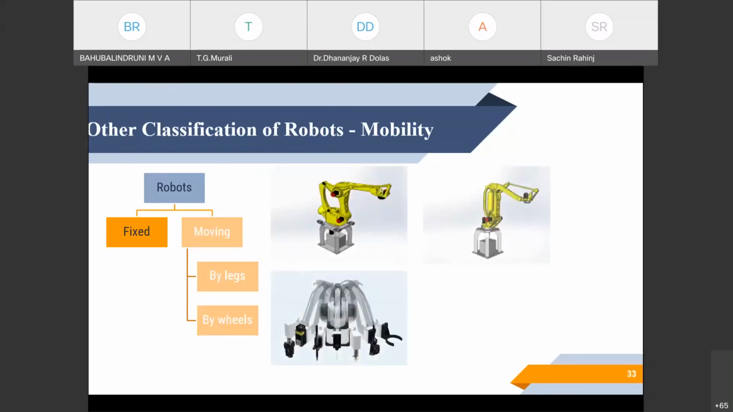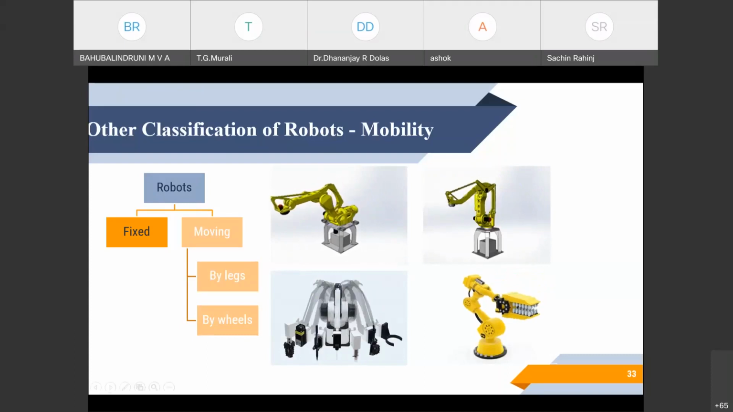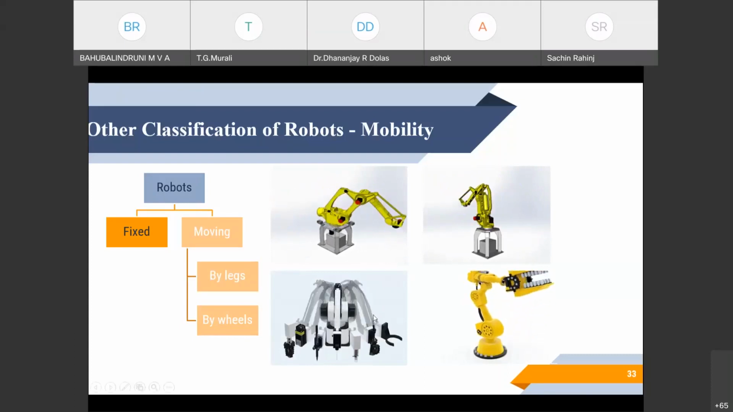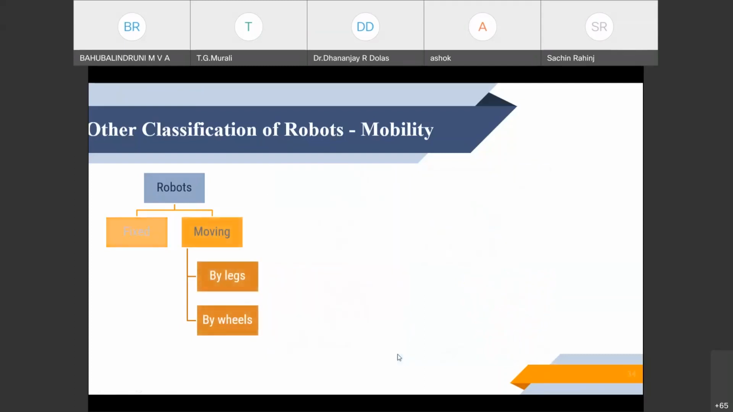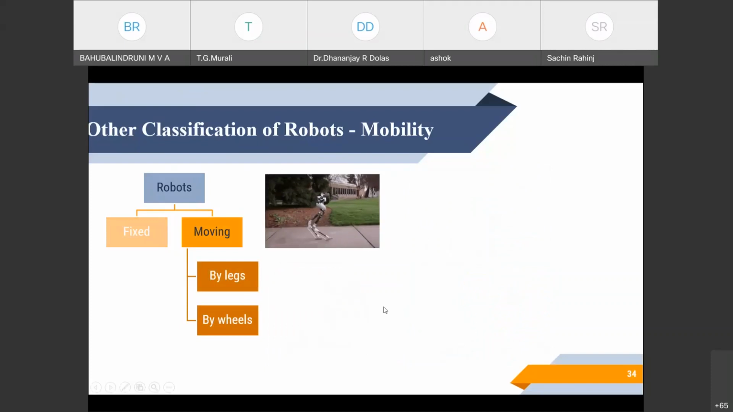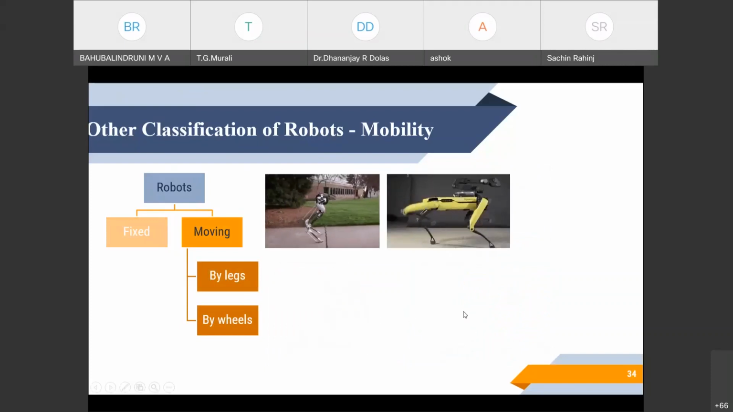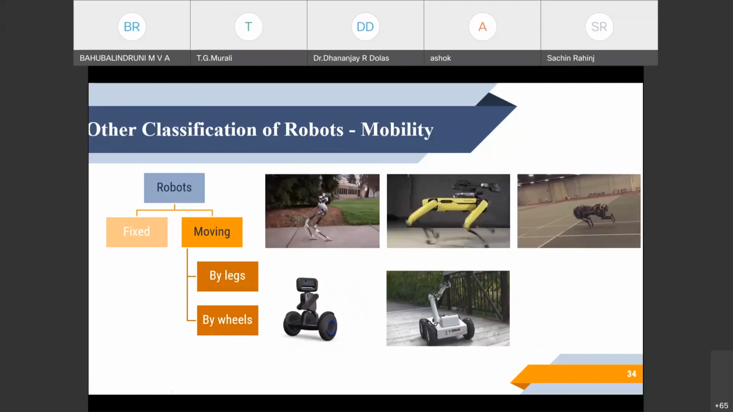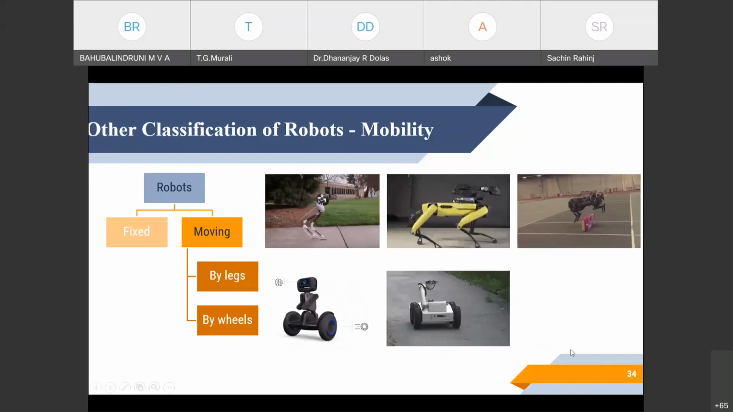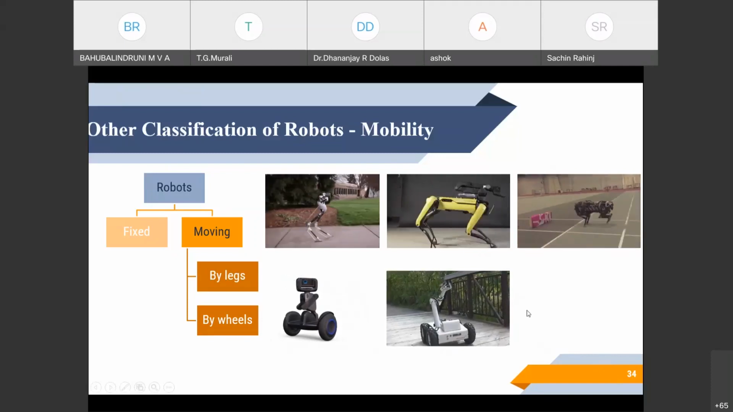Here you can find some fixed robots where the base of the robot is fixed. The other arms of the robots are moving within the dexterous space. In the moving robots, you can see here, taken from Boston Dynamics, the Big Dog. Nowadays, it is also used for manufacturing applications, specifically in material handling and palletizing. The wheeled robots are used mostly for surveillance and inspection purposes.